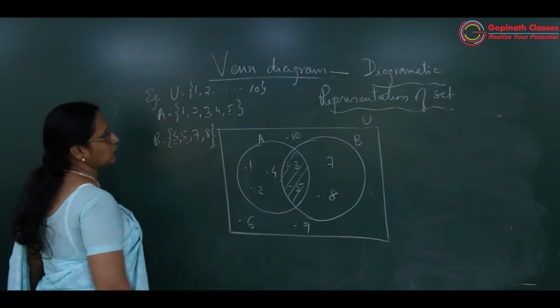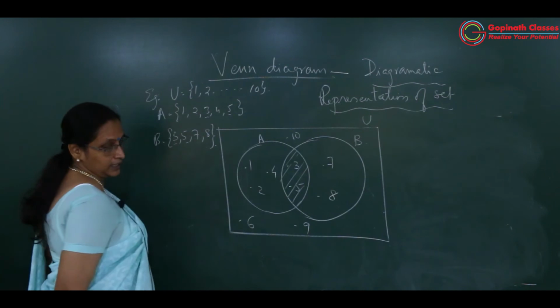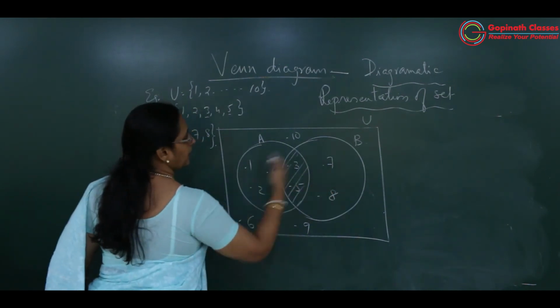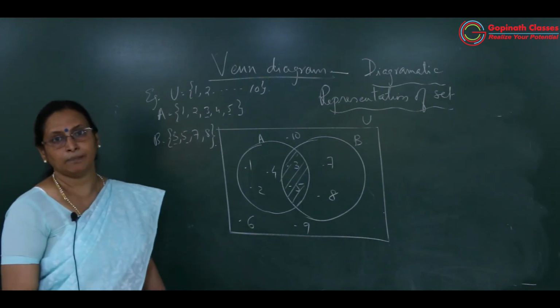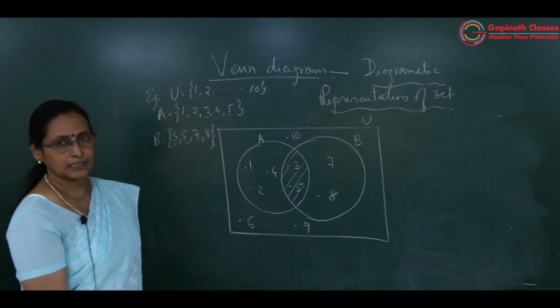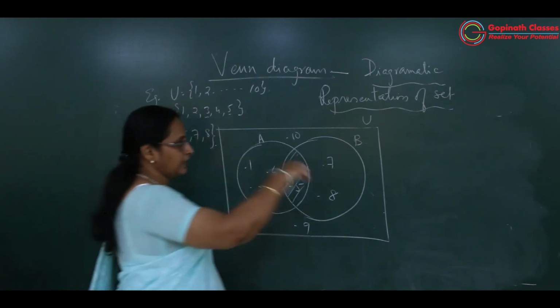A minus B is 1, 2, 4 and that you will get clearly here. What is B minus A? B minus A is 7 and 8. So all the operations can be represented by using Venn diagram. Another one I'll tell you.